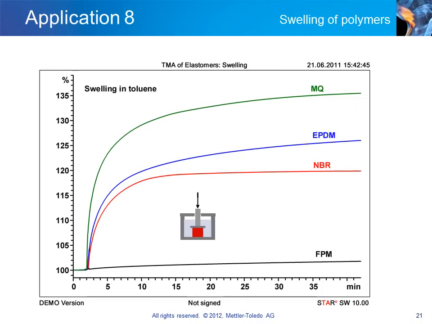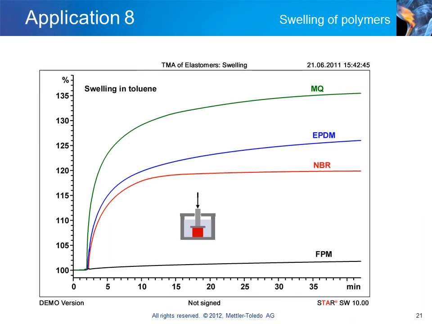The swelling behavior of elastomers in different solvents is often of interest for their practical use later on. In this application, the swelling behavior of 4 technical elastomers in toluene was studied at room temperature. MQ is a methyl silicone elastomer. EPDM, an ethylene propylene diene terpolymer. NBR, an acrylonitrile butadiene elastomer. And FPM, a fluoroelastomer. The diagram displays the normalized TMA curves as a function of time.